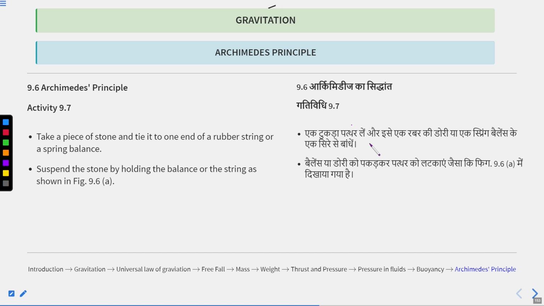Now in today's class we are going to study the last topic of this chapter, which is Archimedes' principle, where Archimedes is the name of a scientist. Okay, so let's begin by doing one activity.